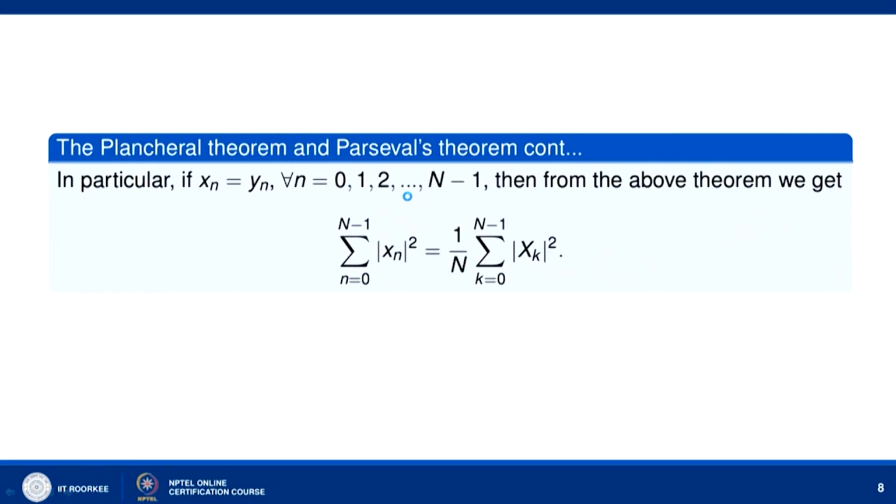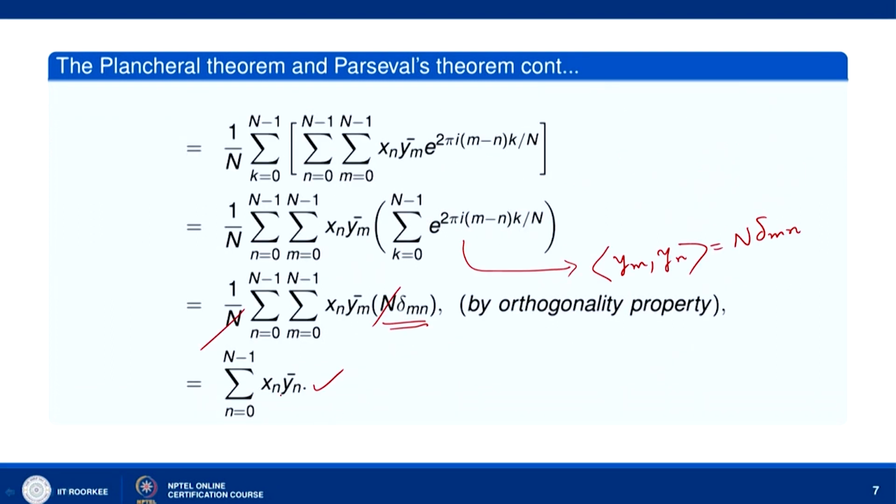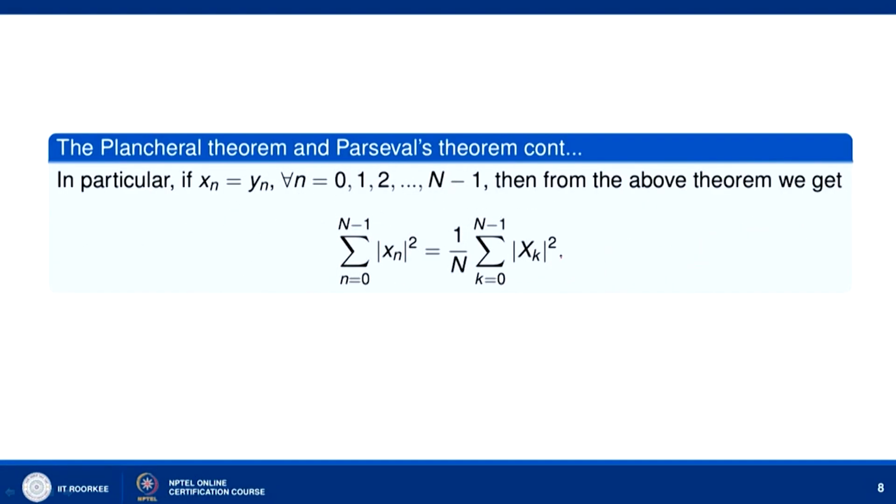So, we have this result, sigma n equal to 0 to n minus 1 mod of x n square is equal to sigma k equal to 0 to n minus 1, 1 over n times this, okay, is equal to this. Yeah. So, we have sigma n equal to 0 to n minus 1 mod of x n square equal to 1 by n sigma k equal to 0 to n minus 1 mod of x k square. Okay. So, we get this result. So, this is Parseval's theorem.